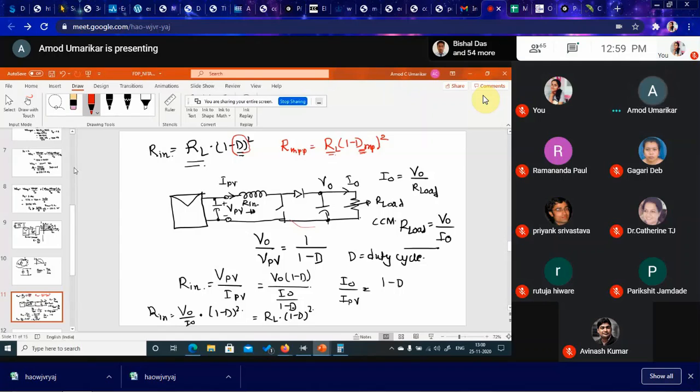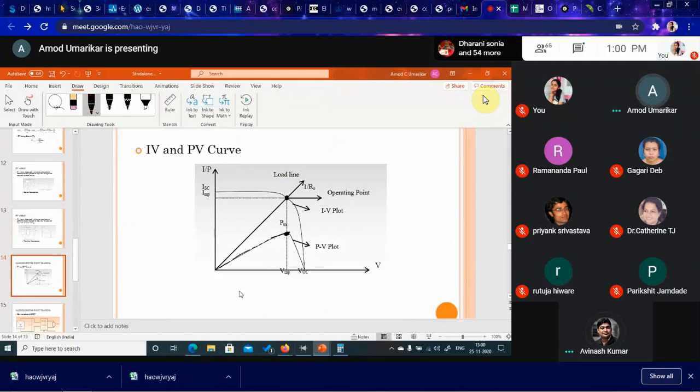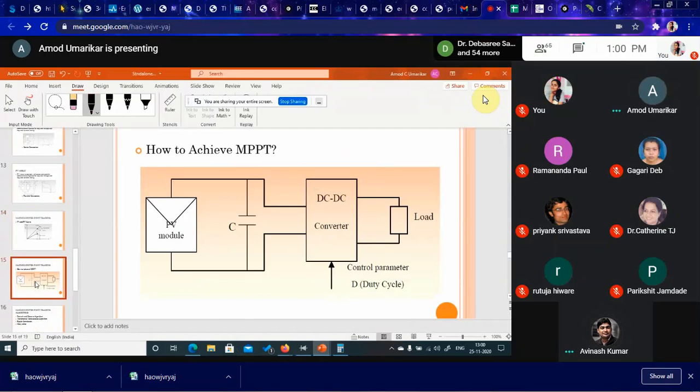Boost converter is one example. There can be a buck boost converter as well. There can be a buck converter. There can be multiple DC to DC converters. Is it clear, this part? Any doubt in this till now? Avinash, any doubt? No, sir. Okay. So this is how we achieve it. The control parameter is duty cycle. So DC to DC converter and load.